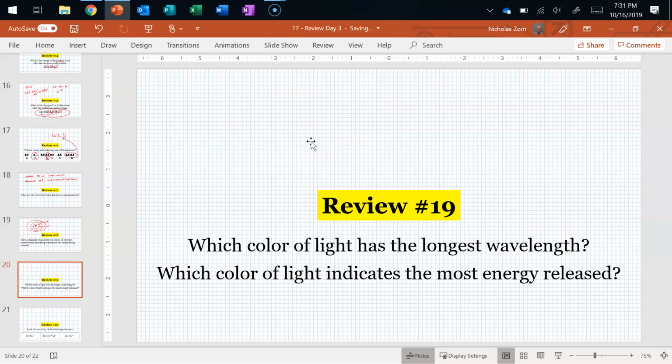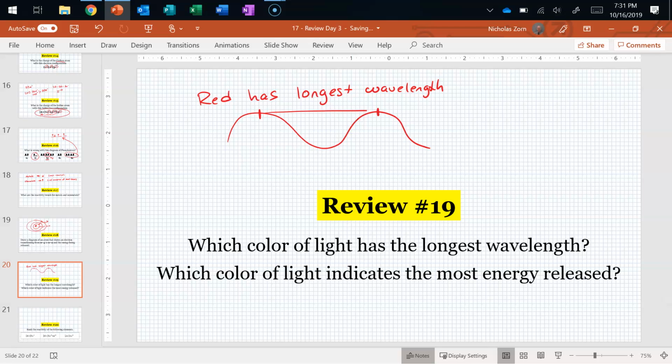What color of light has the longest wavelength? For this first one, red has the longest wavelength. And when we talk about wavelength, we're talking about the distance between the waves here. The most energy released is going to be violet. So violet has a very short wavelength, but there's more waves.